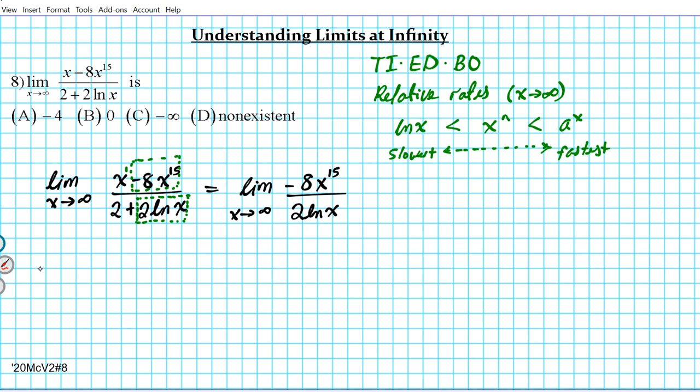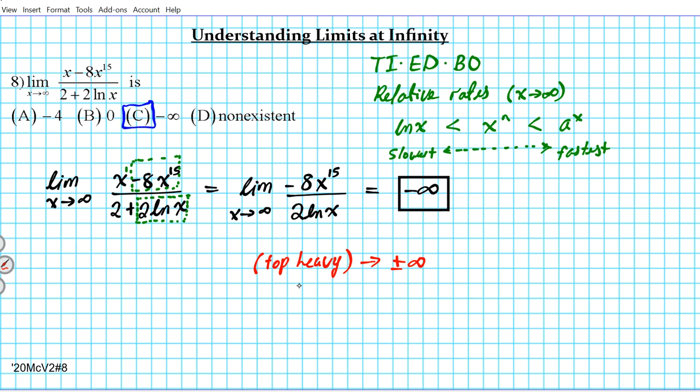So let's put a note right here. This is top heavy. And when it's top heavy, it's plus or minus infinity. But we have a minus here that automatically tells us that we're going to have negative infinity as the answer to question number 8. So our answer is, what is our answer? Option C.